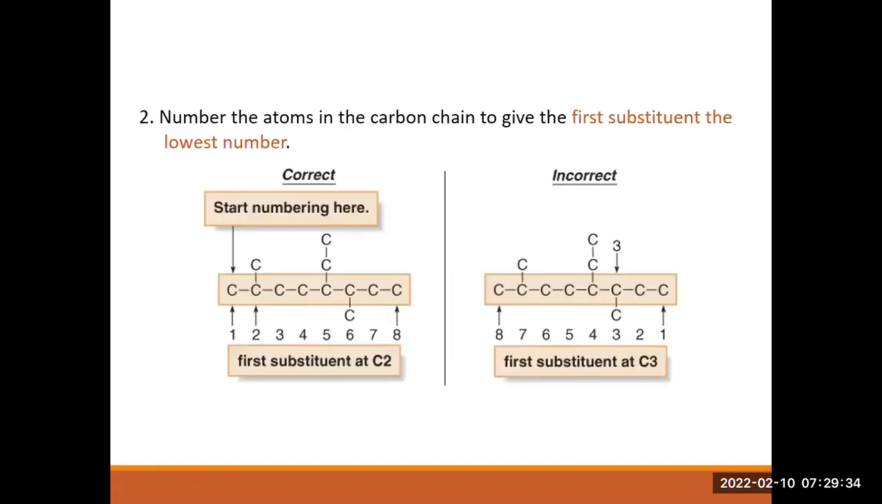Number the atoms in the carbon chain to give the first substituent the lowest number. So you always start the numbering here. 1, 2, 3, 4, 5, 6, 7, 8. And then the first substituent is at 2. And then the next substituent is at 5. The next substituent is at 6. And this is not how we number it. We always number it from left to right. Okay, this is not how you number it. So this is incorrect.